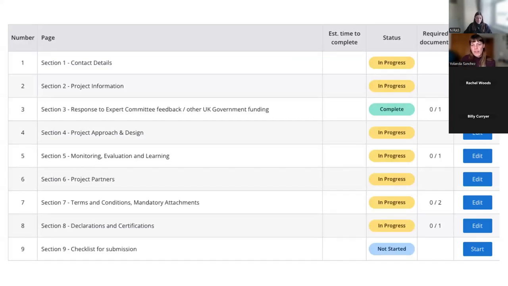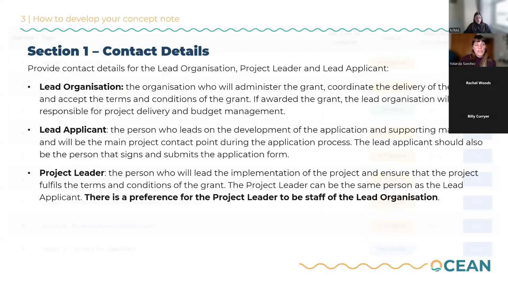As we have seen with Rachel, these are all the sections you have to complete. The Flexi-Grant is very useful to check how the progress is in each section. And you have also seen this checklist to review that you have done everything that is required. So if we start with the next slide, it's section 1, contact details.